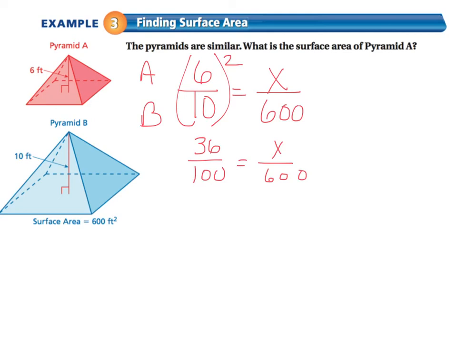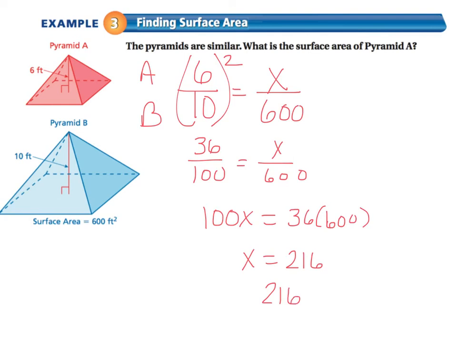I cross multiply. That gives me 100x equals 36 multiplied by 600. You take the product, you divide by 100, you're going to get 216. So that means the surface area of pyramid A is 216 square feet.